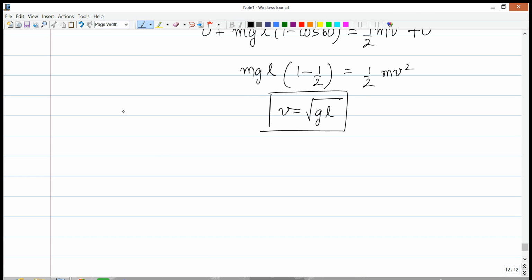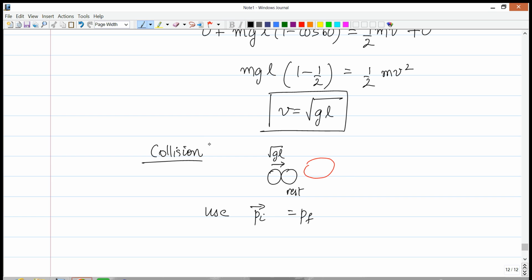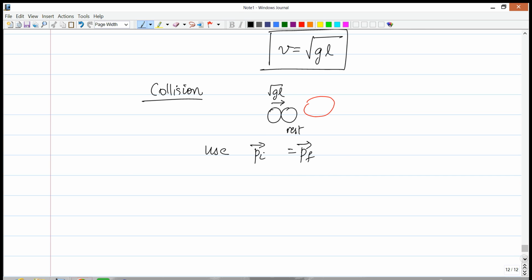Okay. So now we are ready to figure out what happens in the collision. In the collision, the two bobs meet. So this is moving with speed square root gL. The other one is at rest, and they're going to move as one giant bob. Okay, so we're going to use Pi equals Pf. Let's figure out the velocity right after the collision.